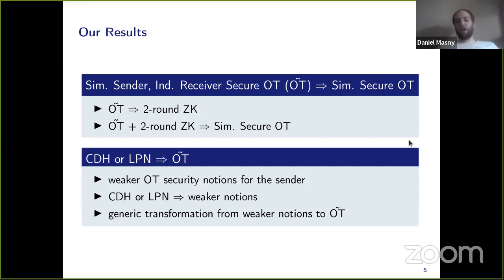But now the question is, how can we accomplish the simulation-based security for the sender? Here we introduce a sequence of security notions for the sender that are weaker than simulation-based security. We show that CDH or LPN imply a very, very weak notion. And then we show a sequence of generic transformations to lift this very weak notion up to simulation-based security for the sender and indistinguishability-based security for the receiver.